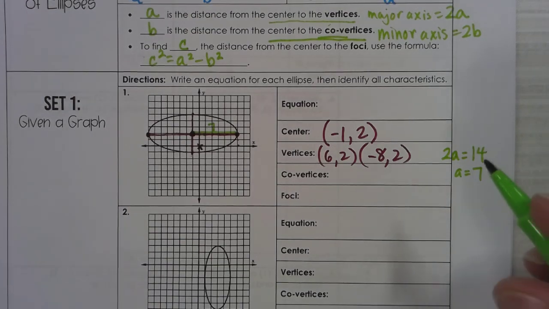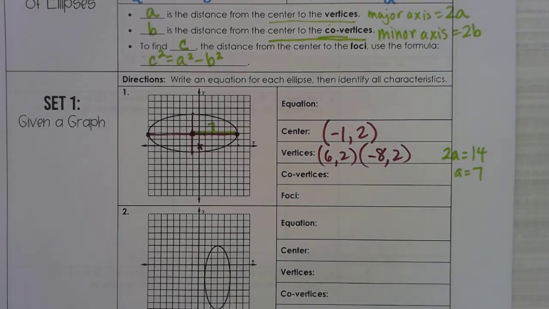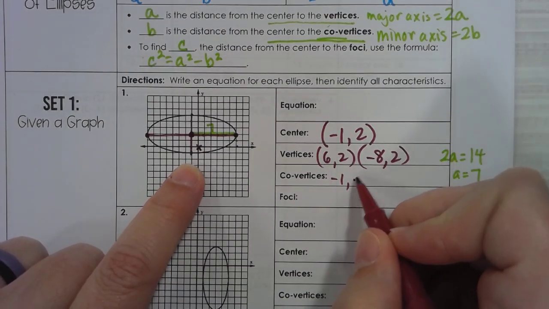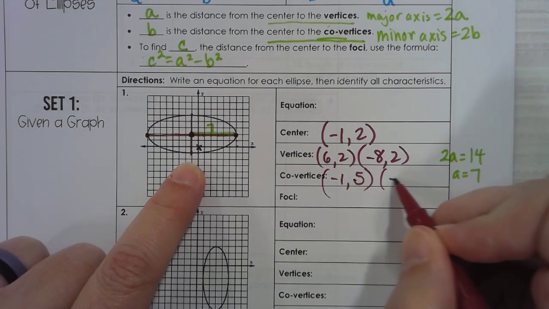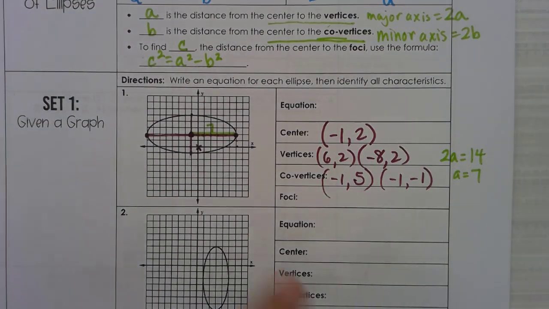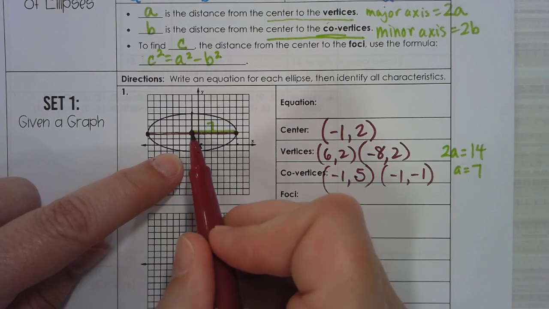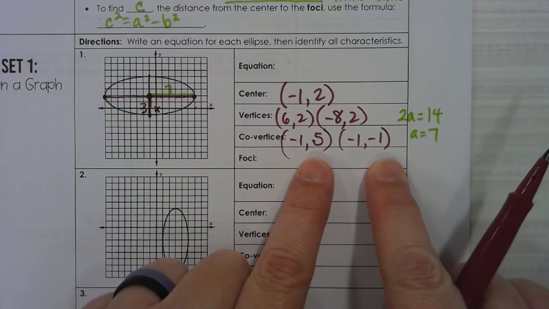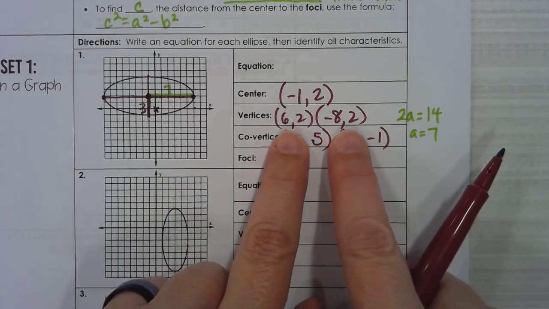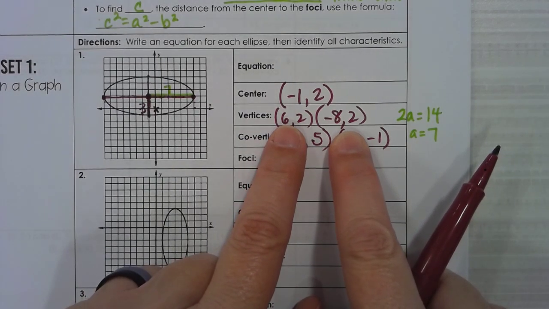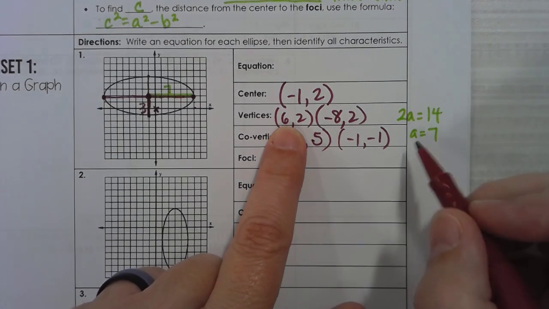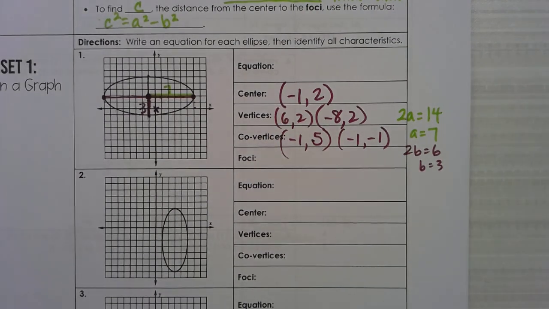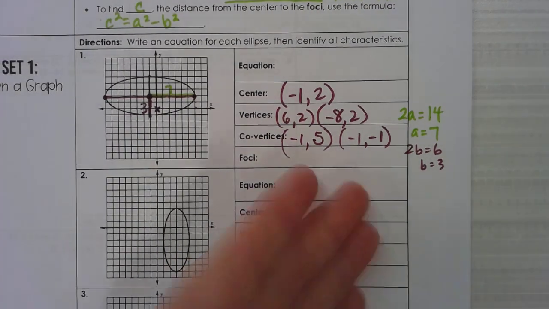Did you already fill in the covertices? Y'all are already ahead of me. Okay, covertices are what? -1, 5? Yeah. And -1, -1? Yes. Okay. And looking at my picture, this value of b is going to be 3. I can count that. But if I looked here, again, I don't care about the number they have in common. They both share this -1. But how far from 5 to -1? That's 6. So 2b is going to be 6, which means b is 3. Super easy with the graph. We still have to be able to do it with the points.